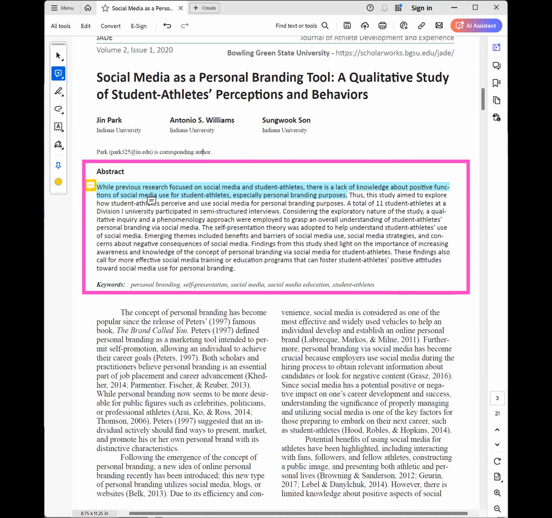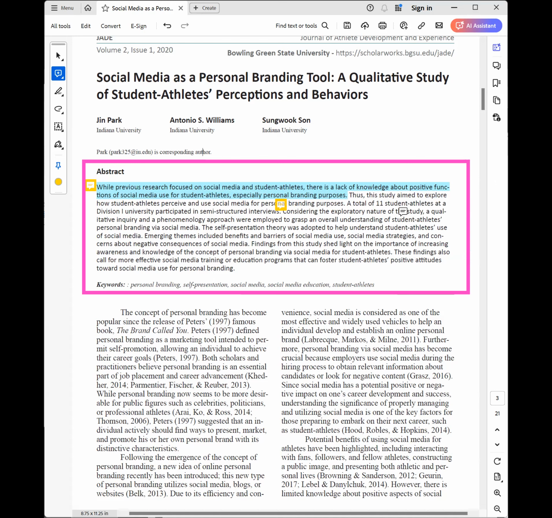Thus, this study aimed to explore how student athletes perceive and use social media for personal branding purposes. A total of 11 student athletes at a Division I university participated in semi-structured interviews. So here I could make a little note. They are telling me about the research design. They're telling me how they've designed this particular study. That's going to be a big deal.